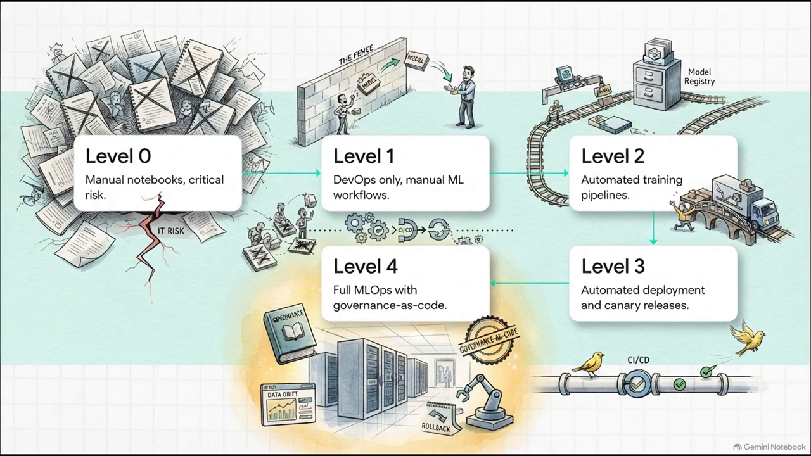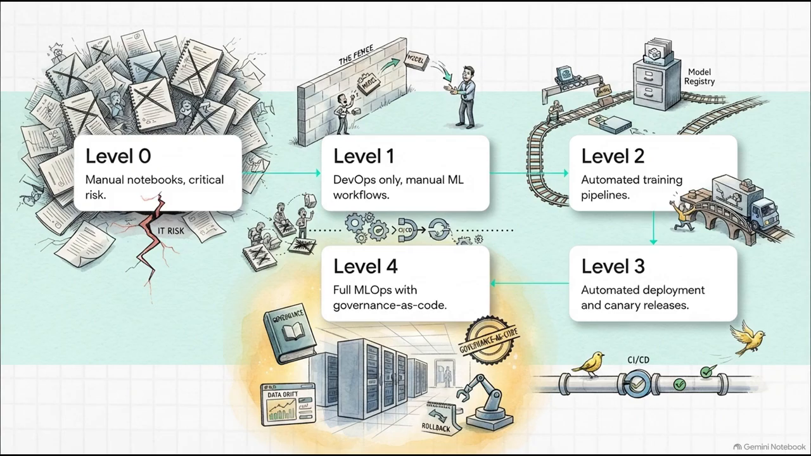Level 1, you have software DevOps, but ML is still manual. Data scientists are basically just tossing models over the IT fence and hoping for the best. Level 2 introduces automated training pipelines and a model registry, but deployment is still mostly manual. Truthfully, most enterprises today are stuck right here in levels 1 or 2, but you want to climb that staircase.